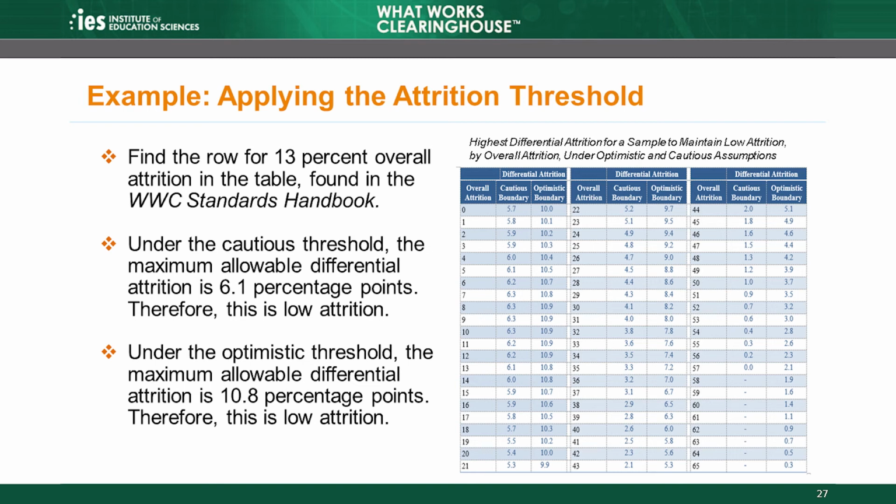You'll see that the table includes both thresholds, cautious and optimistic. So given an overall attrition rate of 13%, the maximum allowable differential attrition rate is 6.1 percentage points under the cautious threshold and 10.8 percentage points under the optimistic threshold. The differential attrition rate from our example was 5.7, which is lower than the 6.1 cautious maximum. So the attrition is low under both the cautious and optimistic thresholds. If an overall and differential attrition combination is allowable under the cautious threshold, then we know it is also allowable under the optimistic threshold because, by definition, the optimistic threshold allows for more attrition than the cautious threshold.